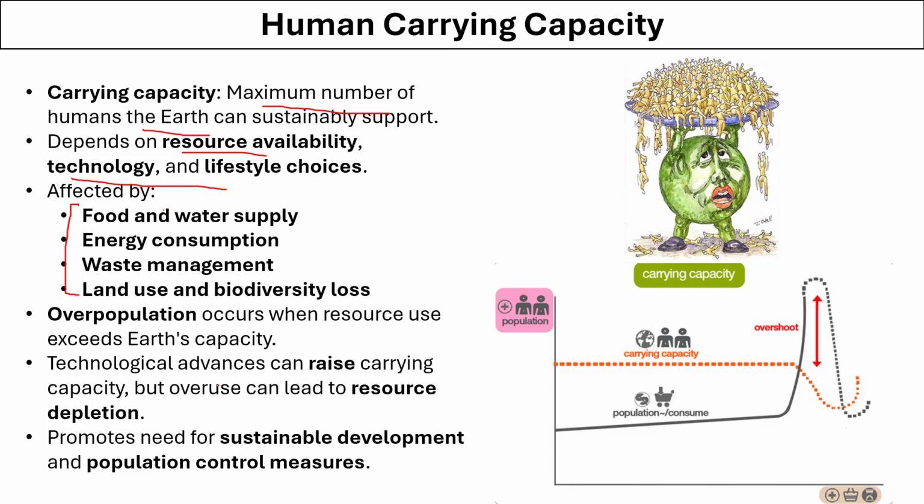With the use of technology, we should be able to increase the carrying capacity of a planet, of an area, a little bit, but still it is going to lead to the over depletion of resources. It's important that we start using sustainable resources and we take measures at controlling the population.